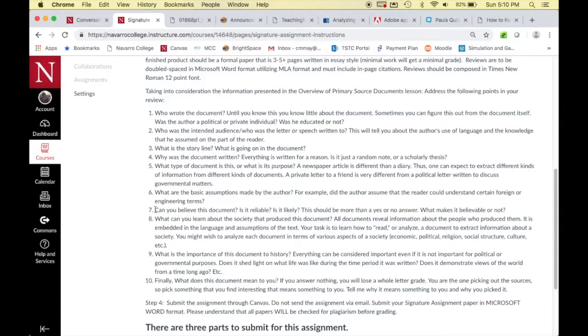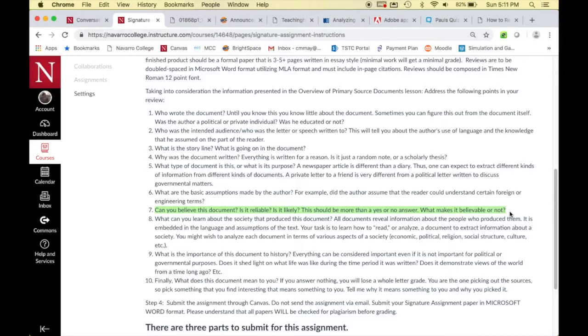The point number 7 here, can you believe this document? Is it reliable or likely? Now that's kind of a tricky question, in that I think quite often students see it as a more simple question than what it's really asking. When we think about believability or reliability when it comes to historical sources, what we're thinking about is, is it true? Is this an accurate portrayal of history as we know it? And really what this question is getting at is the concept of biases. How biased is the author?